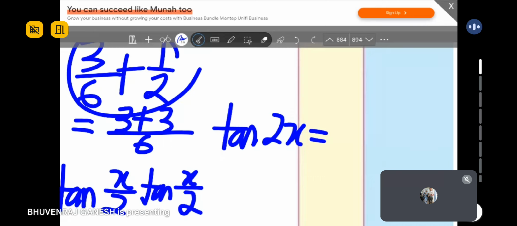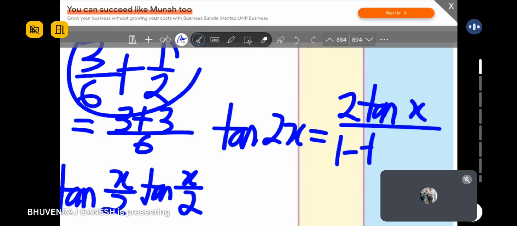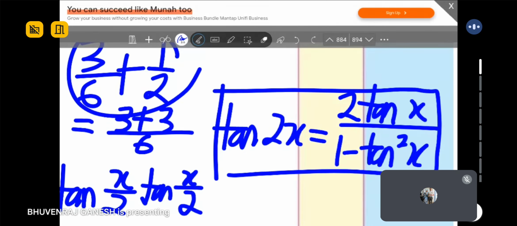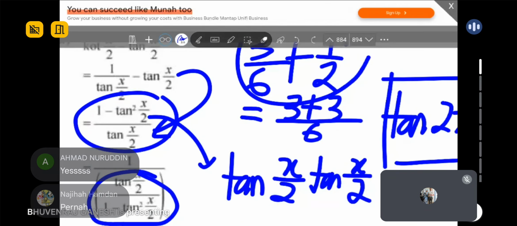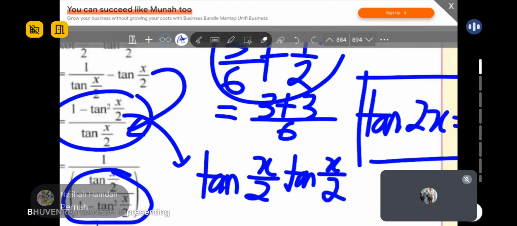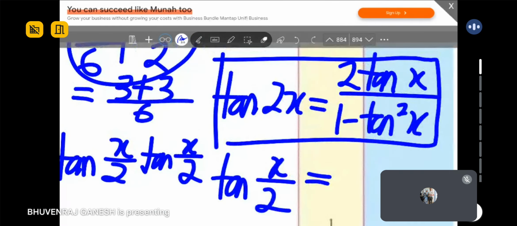This one is given actually. Okay, I get it already. 2 tangent x over 1 minus, yang ni. Pernah nampak kah guys? This formula is given. Tangent 2x equal to 2 tangent x over 1 minus tangent square x. So now you must try to change the formula. Kamu kena cuba ubah dia jadi tangent x over 2. How do I change this? Okay, very simple.